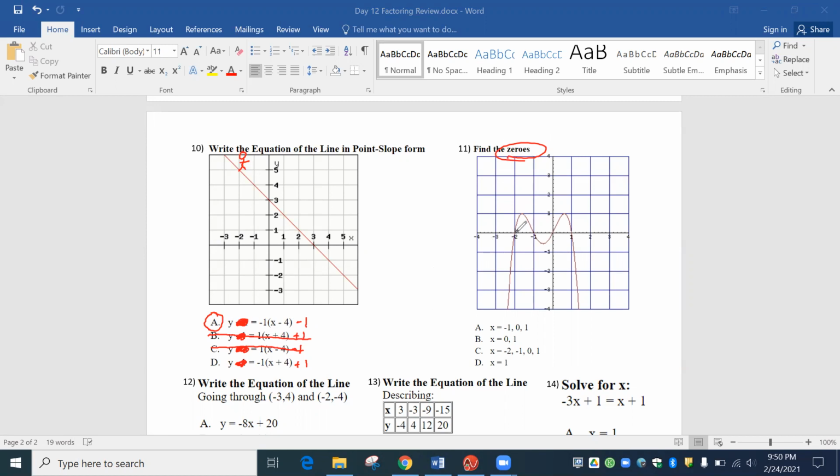So zeros are just where it crosses the x-axis. So it crosses there, there. I'm just following this red line right here. So it crosses there, there, there, there. There's actually 4 zeros here. Okay, so -2, -1, 0, and 1. So there's got to be 4 zeros. And the only one that has that -2 right there was this one right here. So the answer would be C. And it was the only one that had 4 zeros.